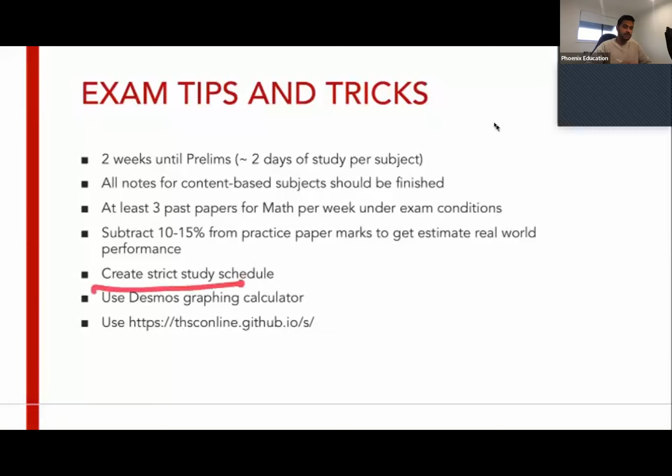But really, this is all about consistency. If you study 10 hours one day and don't do anything for the rest of the week, then you haven't really put in enough study for that entire week, even though you did 10 hours in one day. You know, that's maybe just 2 hours of study per day. So consistency is really key, especially in the lead up to exams.